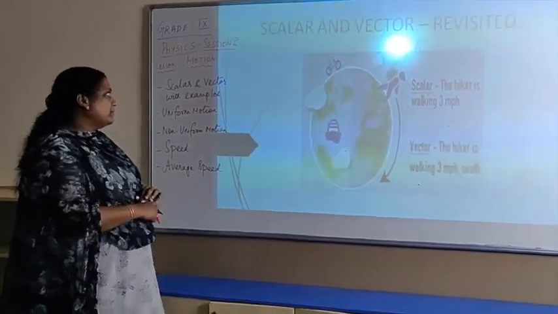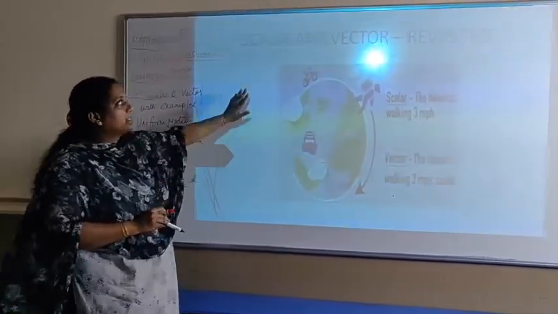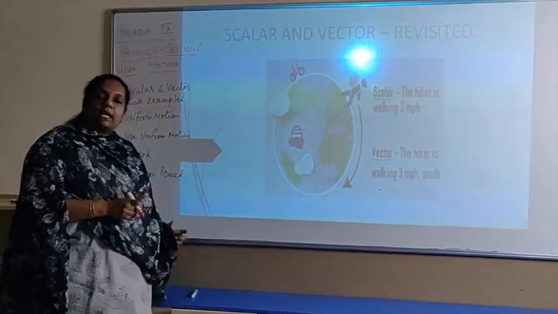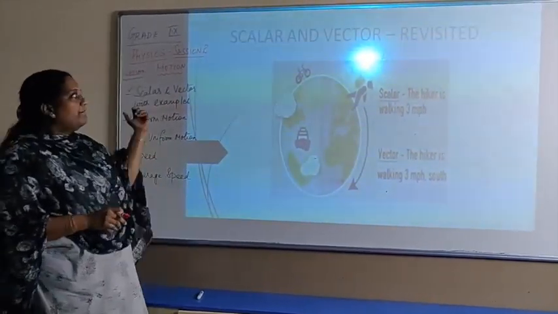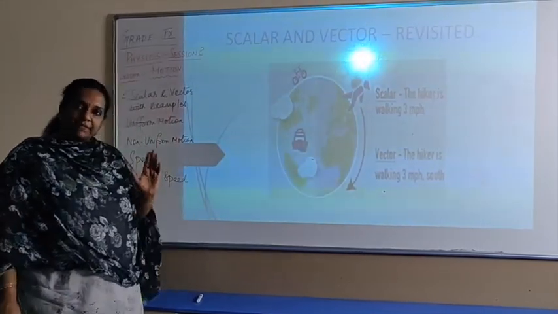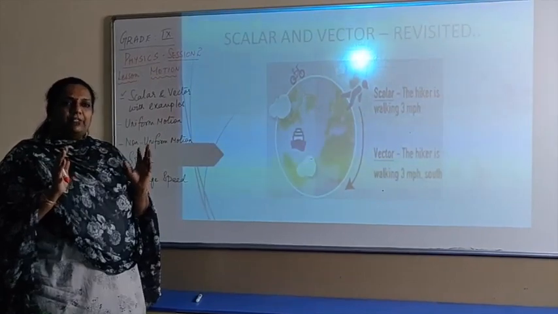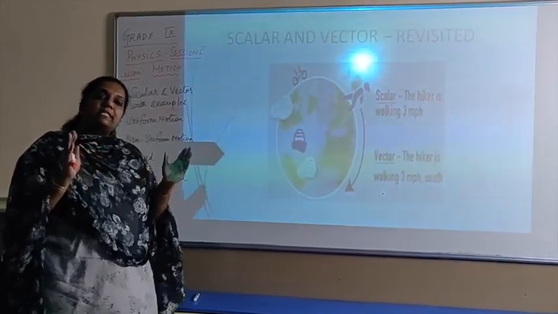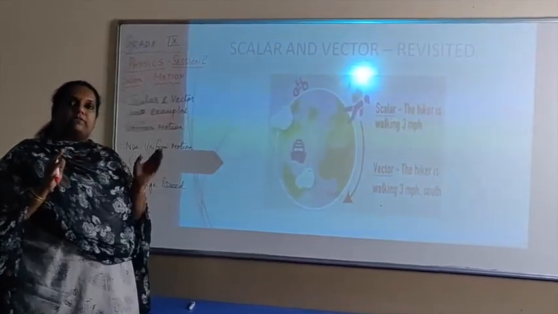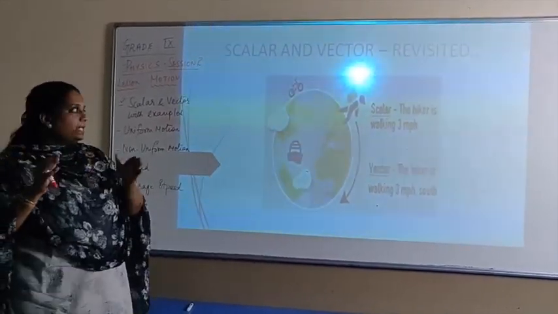We will now begin today's session with a quick visit to the concept of scalar and vector quantities. We started with this in the previous session, where we learned that scalar quantities are quantities in physics which have only magnitude, right? Magnitude literally means size. But vector quantities are quantities which have magnitude along with direction, okay?